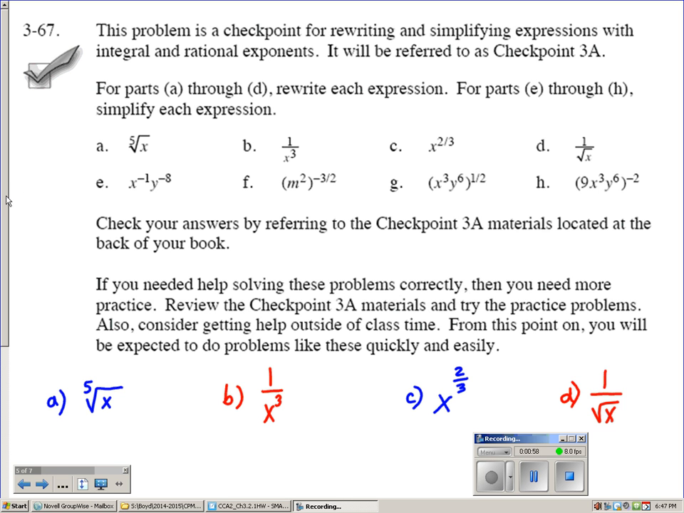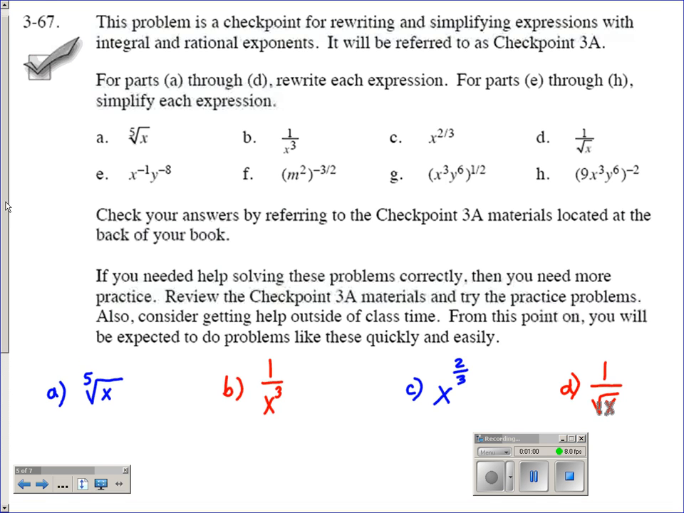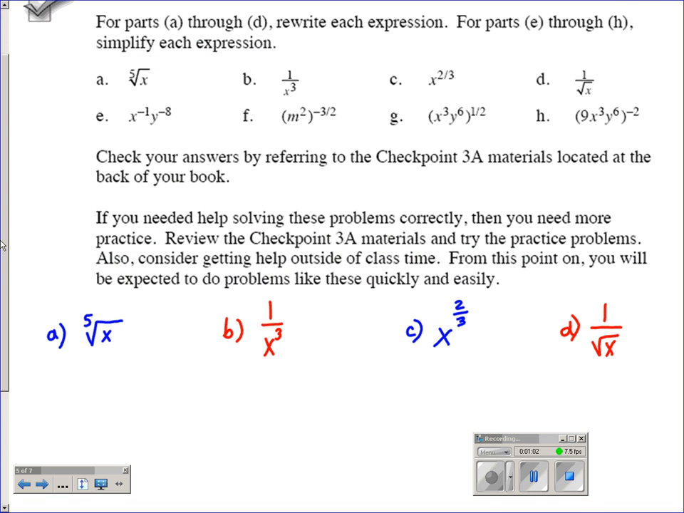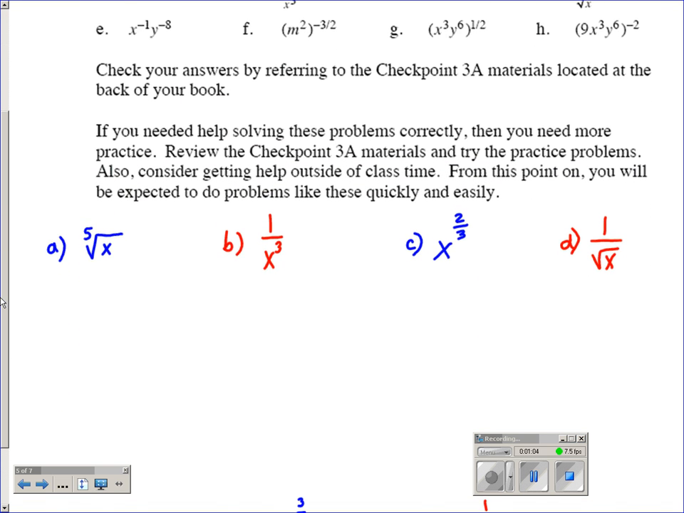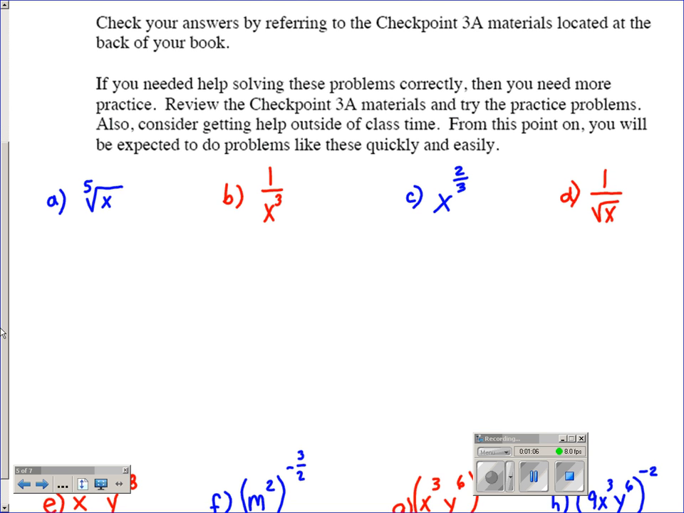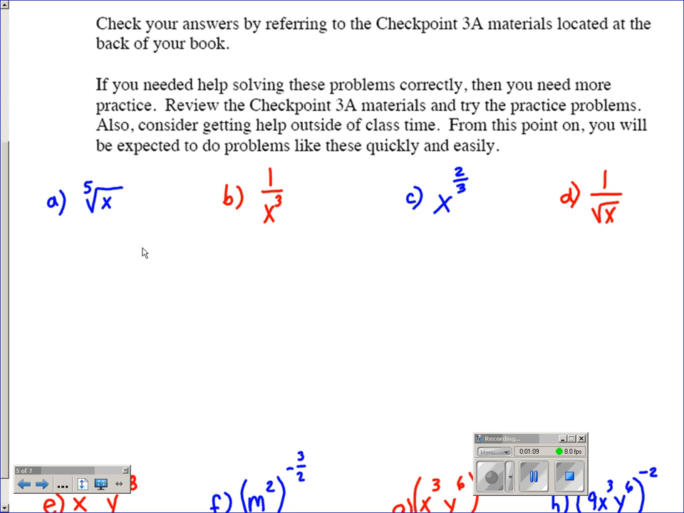All right, let's get started here. So for parts A through D, we're just looking to rewrite each expression. So, A, we're given the fifth root of x. So our fifth root of x, we're just trying to rewrite it. And if we recall here, remember the root is going to tell us that we're going to have a fractional exponent.